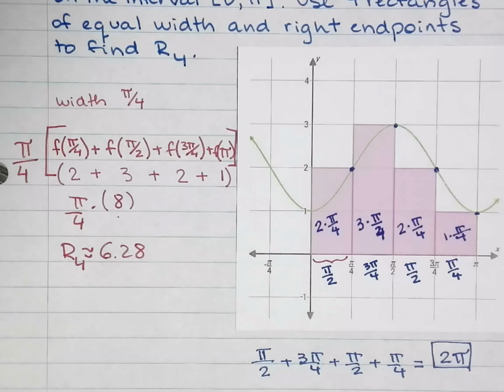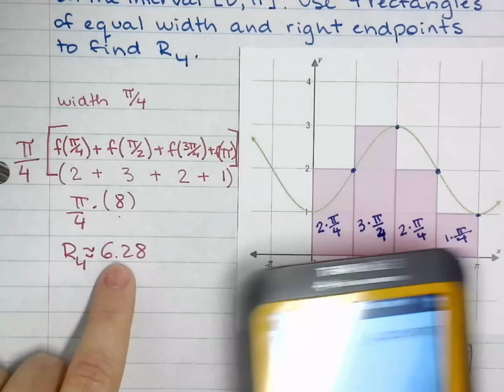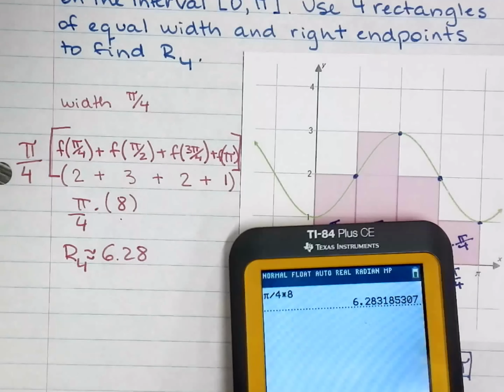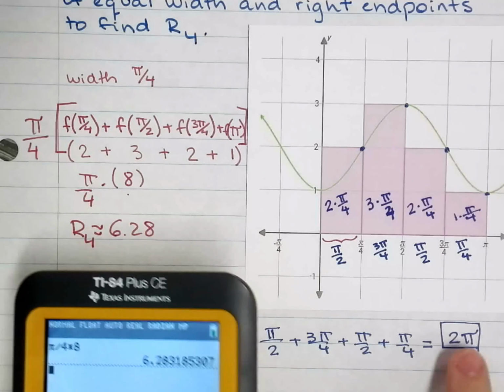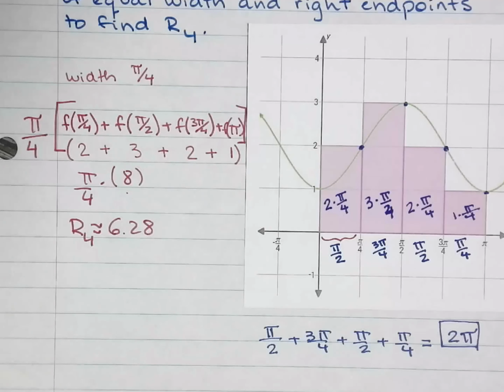So if you want your answer to be in decimals, that's what you have, 2 decimal places right there. And if you want your answer to be in terms of pi, that's your answer right there in terms of pi. And that's it for now.